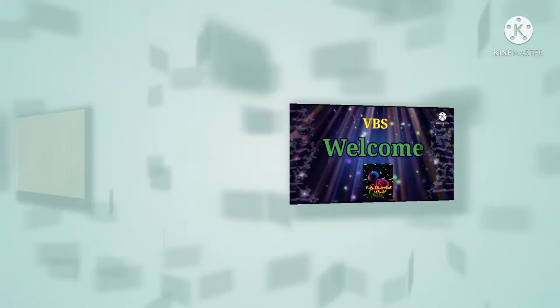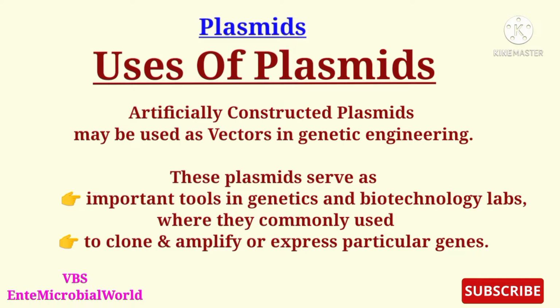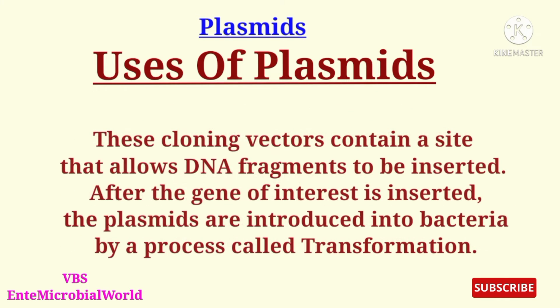In this video, we are going to see the uses of plasmids. Artificially constructed plasmids may be used as vectors in genetic engineering. These plasmids serve as important tools in genetics and biotechnology labs, where they are commonly used to clone and amplify or express particular genes. These cloning vectors contain a site that allows DNA fragments to be inserted.